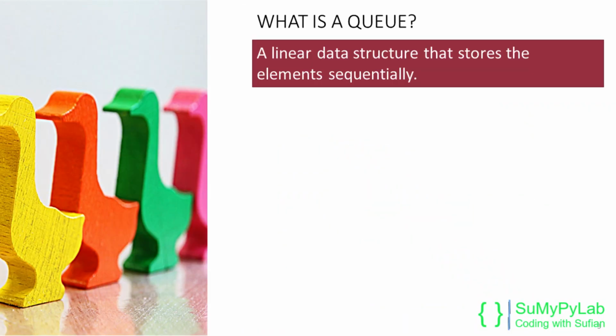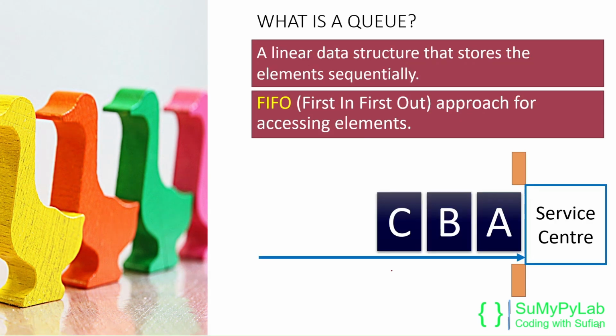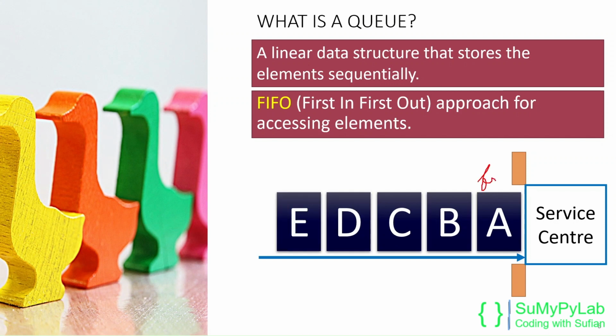A queue is a linear data structure that stores the elements or items sequentially. The elements of the queue are processed in FIFO order, that is, first in first out order. The item that enqueues first is served first. A queue has two ends, front end and rear end. The item at the front end is served first.